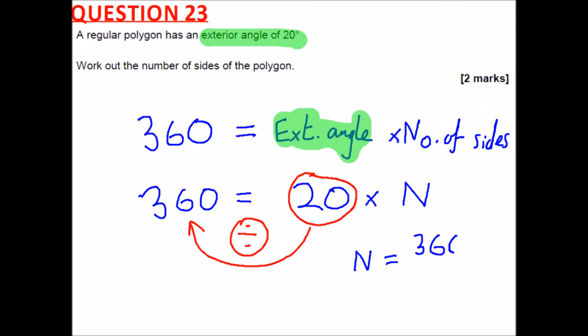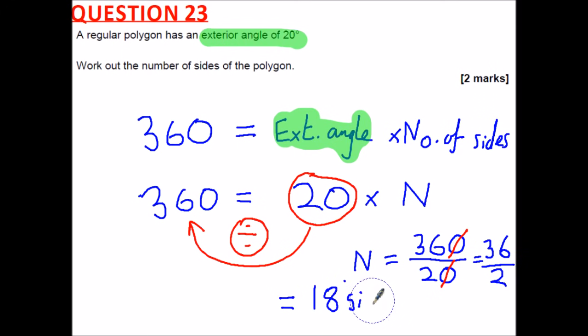If you don't like a division, treat it as a fraction and see if you can simplify it down first into nice, easier numbers. Well, both of these numbers end in a 0, so we can take the 0 off. Then we've just got 36 on one and 2 on the other. 36 divided by 2, half of 36, will be 18. So we've got 18 sides on that polygon.